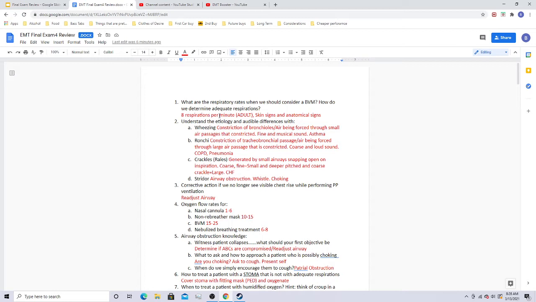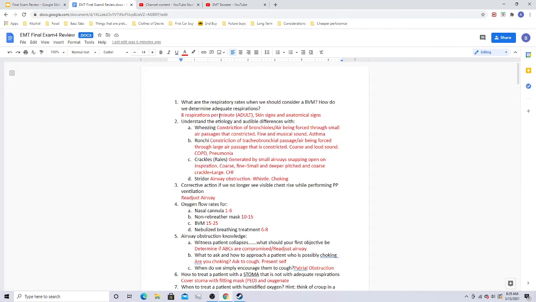Rales is generated by small airways snapping open on inspiration. You can also hear the sound on expiration. If it's coarse and fine, that tends to be the smaller passages. If it's a deeper pitch and coarse crackle, that's going to be your larger passages. This is generally seen in congestive heart failure, specifically your left-sided heart failure.